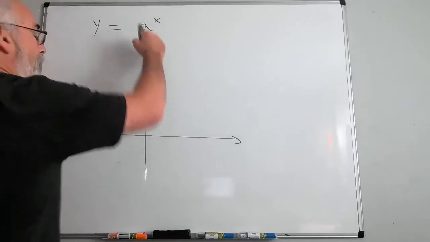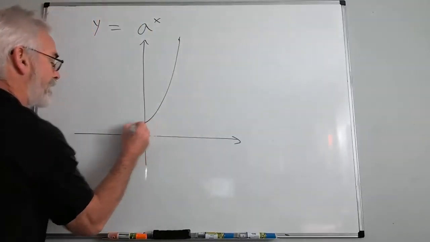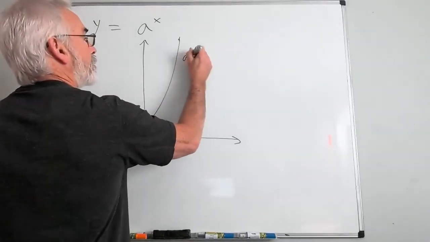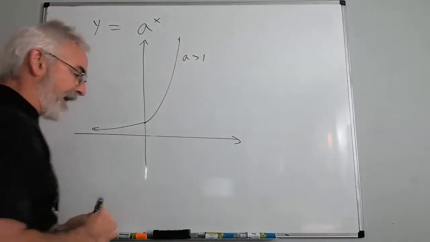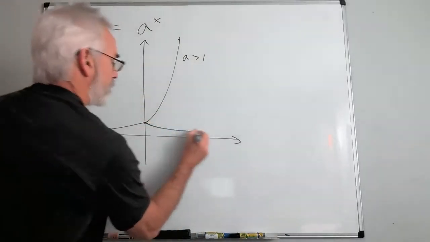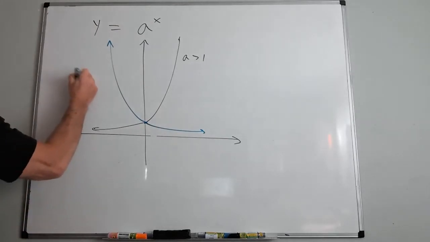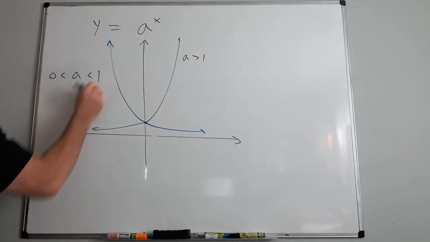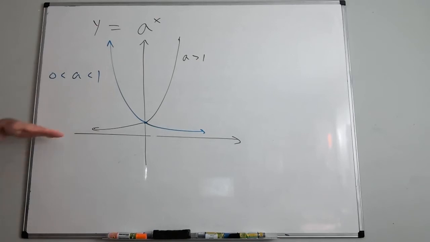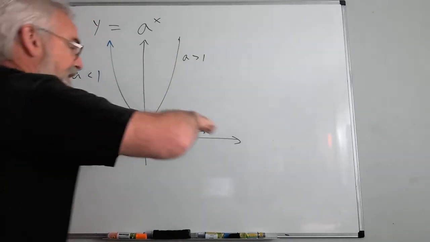So if A is greater than 1, then we know we get a curve that looks like this. If A is less than 1, then we know we basically get the mirror image. So this would be A is between 0 and 1. So in the first case, we would call this one exponential growth. In the second one, we would call this exponential decay.